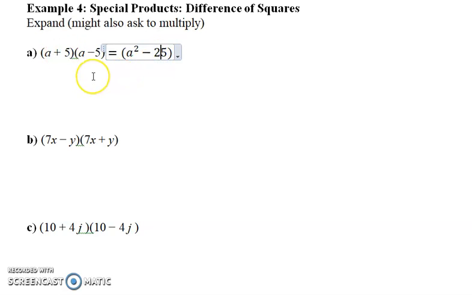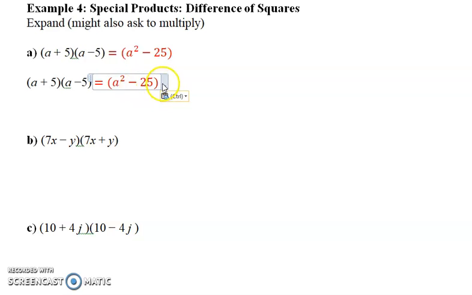If you were to expand this, you would end up getting a squared minus 5a plus 5a. So the minus 5a plus 5a is essentially 0, and it's eliminated. So you can do it like that. You can also expand using multiplication and end up with the same result. And I'll show you what I mean by that right now.